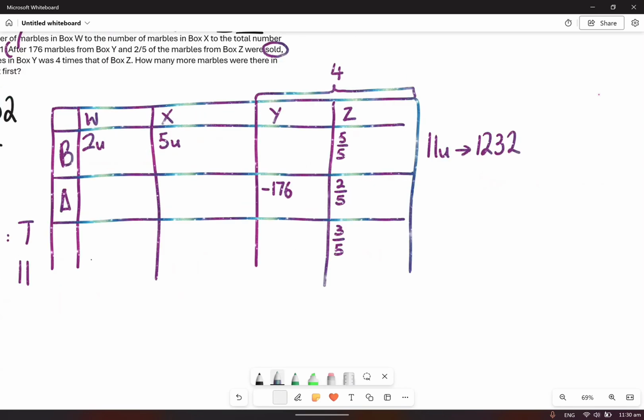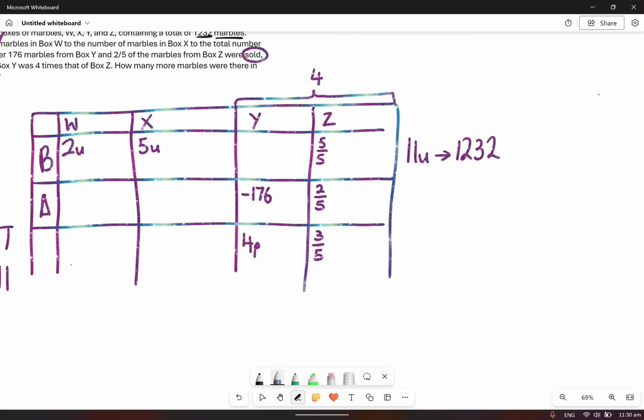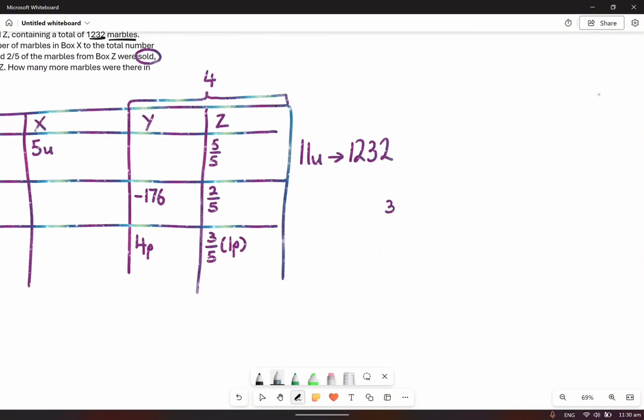The number of marbles in box Y was 4 times that of box Z. So this will now be 4 parts, and this will be 1 part. But I have an issue over here. If I say 3/5 is 1 part, I will face an issue when I want to find the number of parts for 2/5. Of course, I will first find my 1/5, then divide by 3, and I get a 1/3 part, which is 0.33333, and I don't like that.